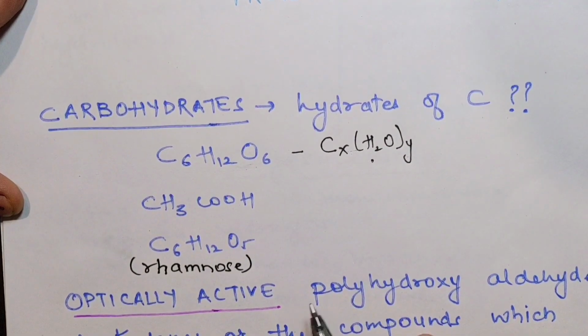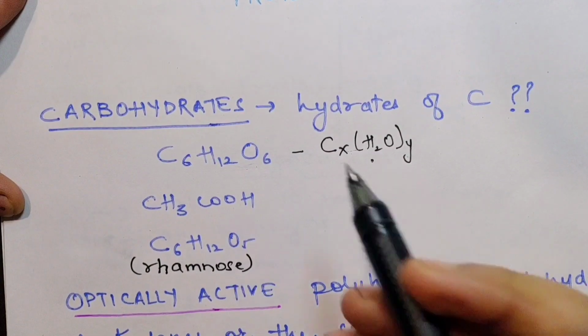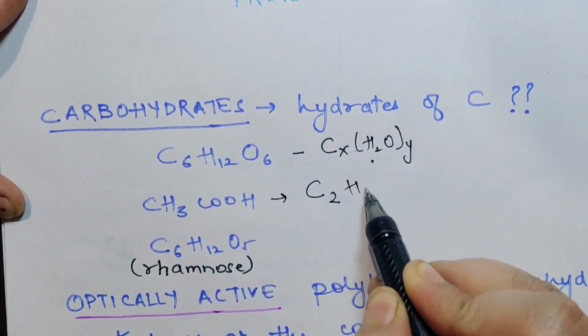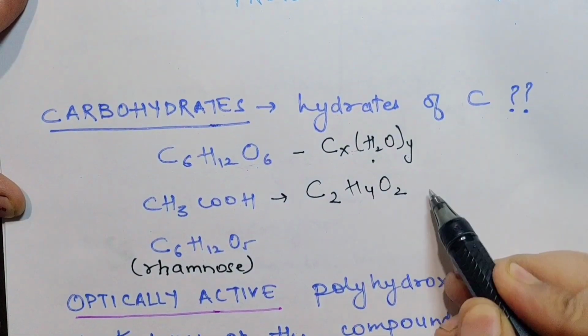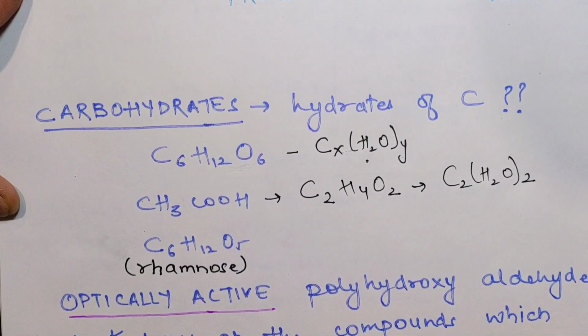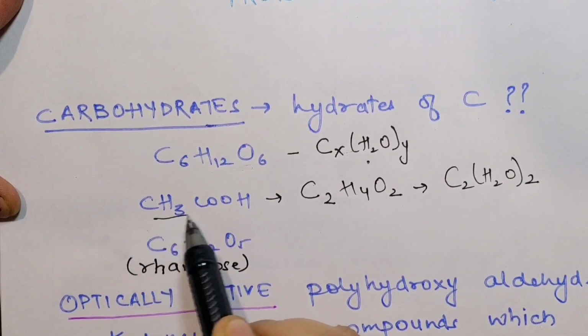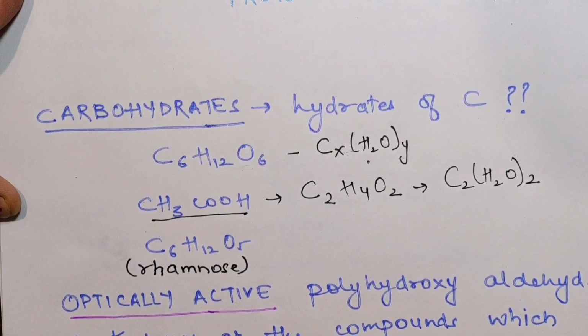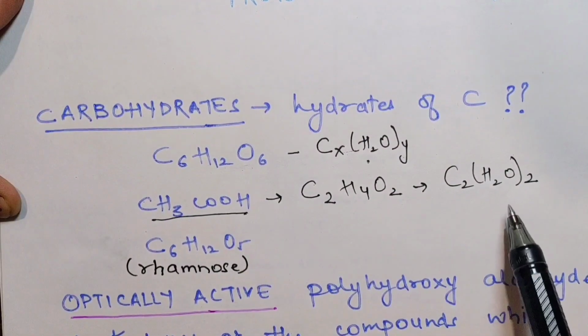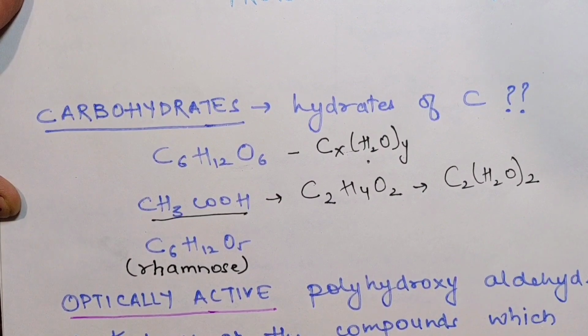Let's move on to the next molecule. Acetic acid. Is it following this formula? It is, for C2H4O2. So if you look at it, it is following this formula. Okay, but is this a carbohydrate? It's not. It's an acid. So even though it's not a carbohydrate, it's following the carbohydrates formula.